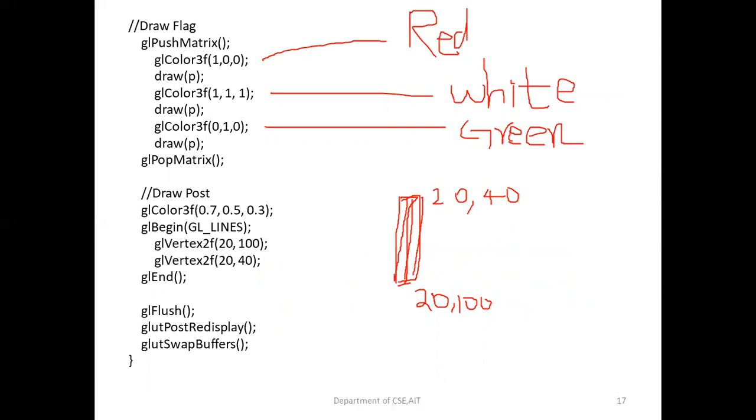The draw function is called 3 times here. That means every draw will draw 8 curves. The first 8 curves are drawn by using red color. The second 8 curves are drawn by using white color. And the third set of 8 curves will be drawn by using green color.